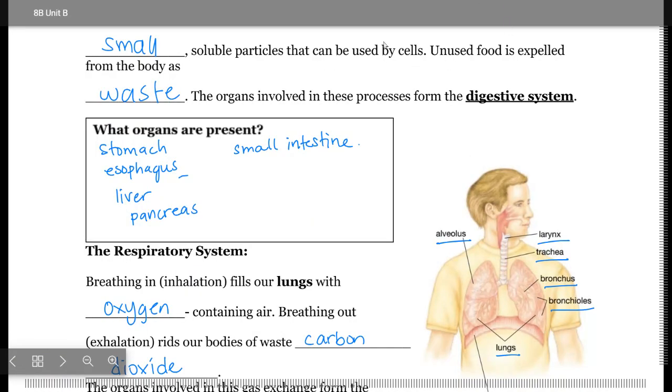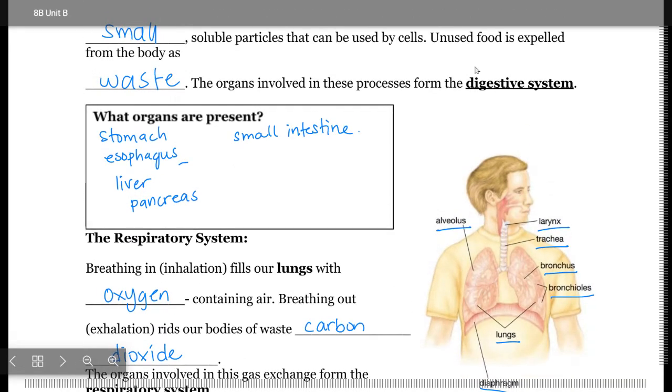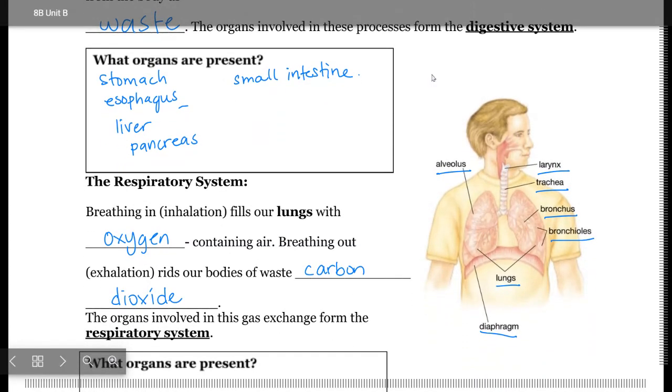Unused food is expelled from the body as waste. The organs involved in these processes form the digestive system. How is it expelled as waste? By the large intestine, like we said. What organs are present? The stomach, esophagus, liver, pancreas, and small intestine.